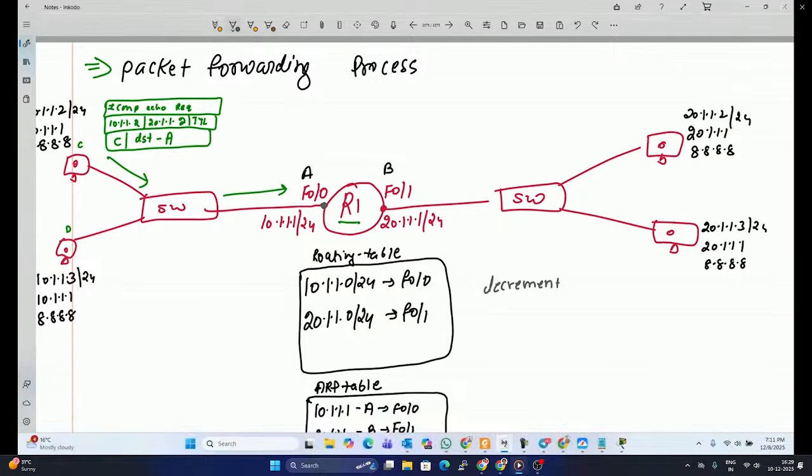So after decrementing the TTL value, it will realize, okay, we can forward the packet, TTL is not reaching 0. Then it will do a routing lookup. In the routing table, the destination IP 20.1.1.2 is not matching in this subnet, but the destination IP is matching in this IP subnet. It means that the packet can be delivered.